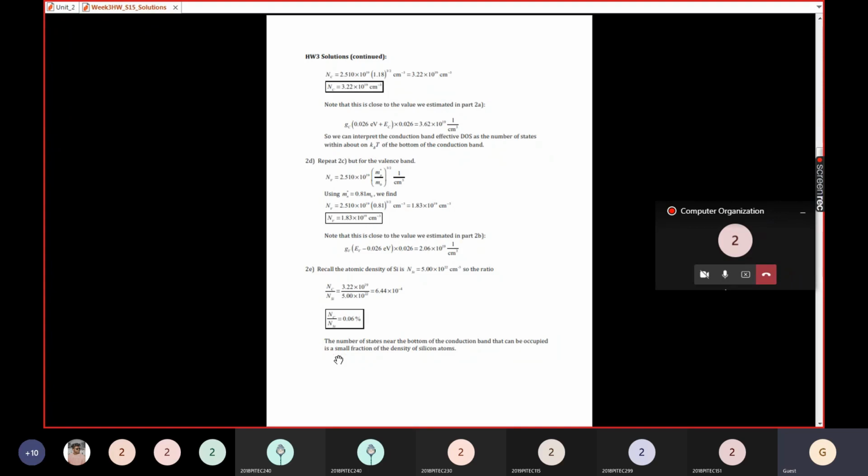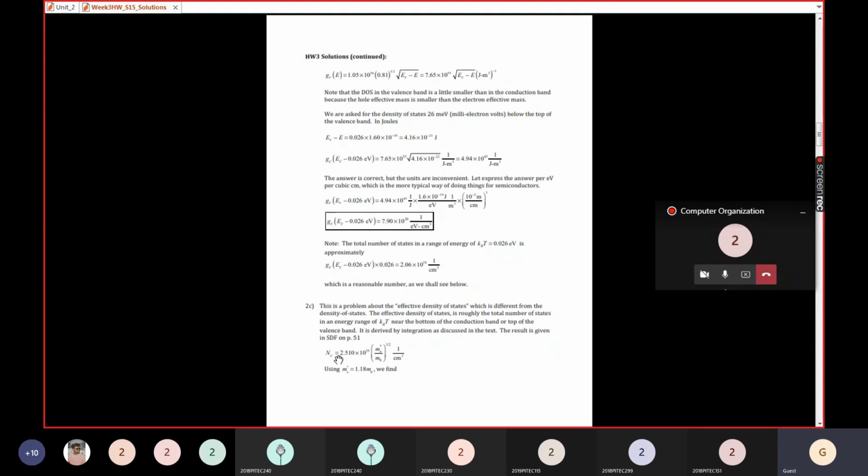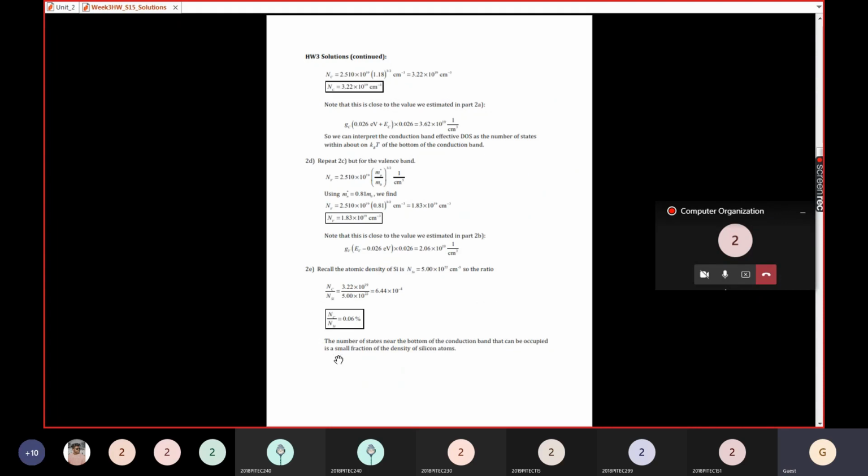Now, with the same formula, you have to find the effective density of the valence band. But here you can observe a small difference. There we were given Mn, and in this formula you can see we substituted 1.18 m naught. But in the case of the valence band we have MP, and in this case MP is equal to 0.81 into m naught. Automatically m naught and m naught will get cancelled if you separate the numerator and denominator.